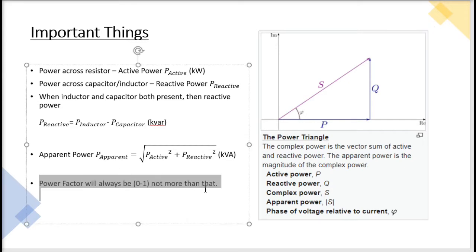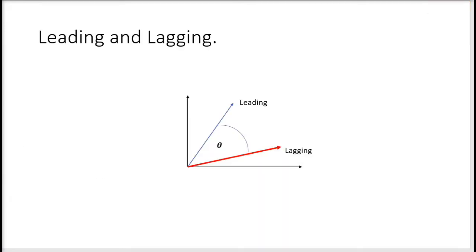And the power factor is obviously going to be from 0 to 1. It's not going to be more than that. If that's the case, then you're doing something wrong.